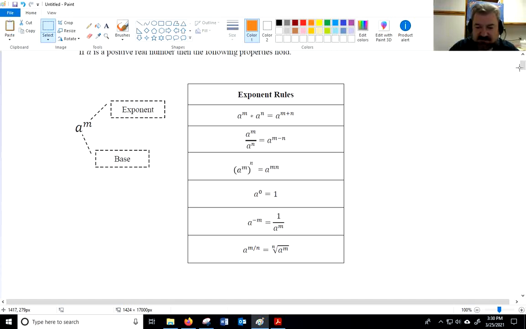A to the zero power is 1. Anything to the zero power is 1. We need to remember that. A to the negative m is 1 over a to the m. Very important way to realize that. It doesn't make it negative. It makes it a reciprocal.